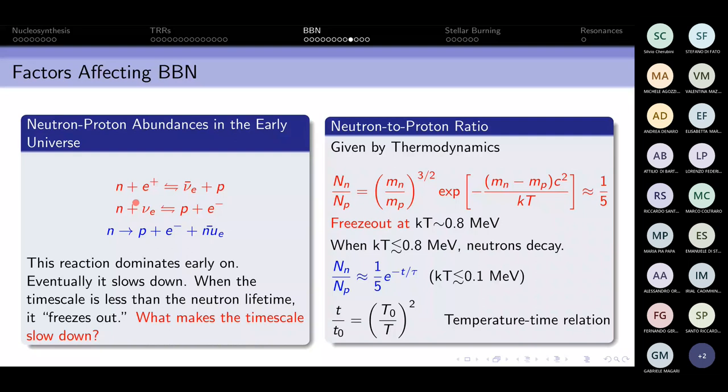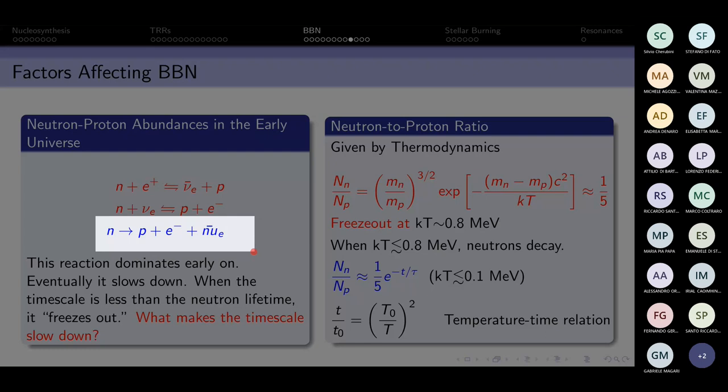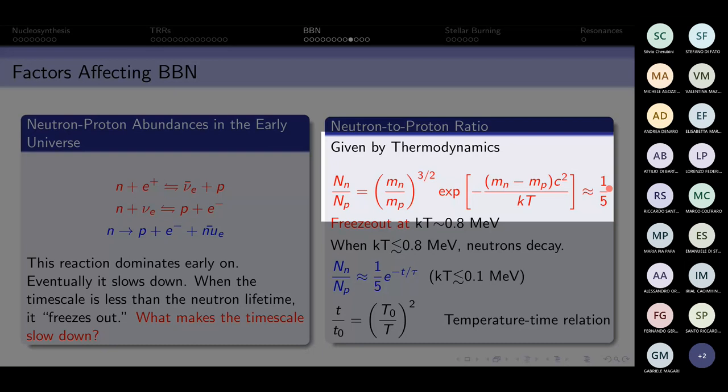Okay. At this point, we're at about maybe between 1 second and 1 minute as the age of the universe. Those reactions get so slow that their reaction rates are much less than the neutron beta decay rate. So we can just use thermodynamics. I'm not going to prove this, but it's just a result of what we call a partition function. Okay, you can use thermodynamics. Actually, it's not too hard to think about because you see this in chemistry too.